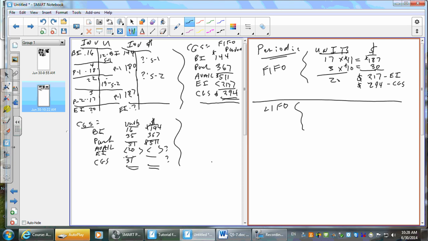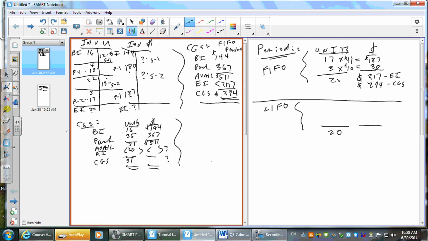So here we go. Let's do units and dollars again. How many units should we write down here? Well, how many units are we going to have in ending inventory? No, in ending. How many units are you going to have in ending inventory? 20. Yeah, under LIFO. 20. What are you going to have under every single method? How many units you got in ending inventory? 20.